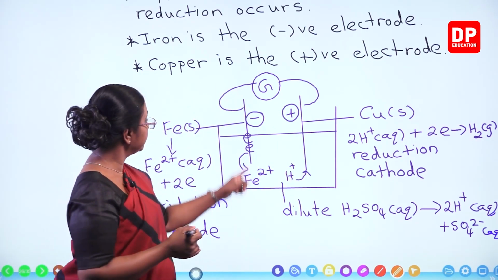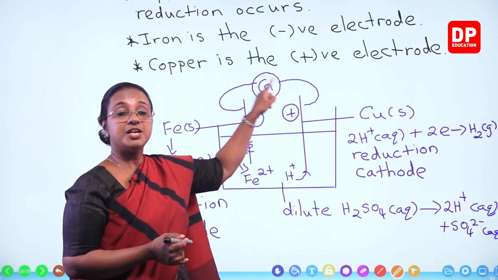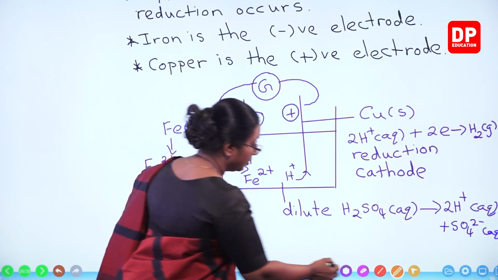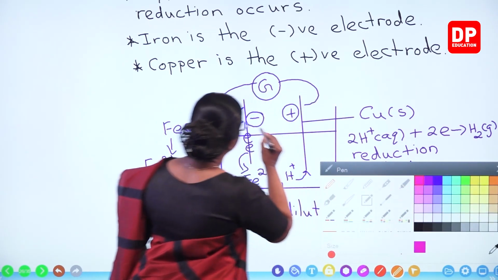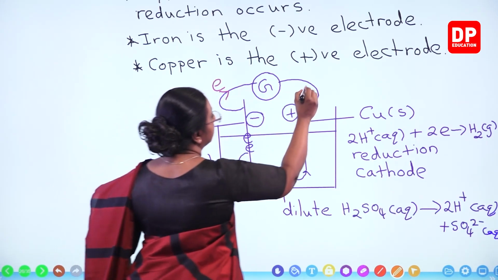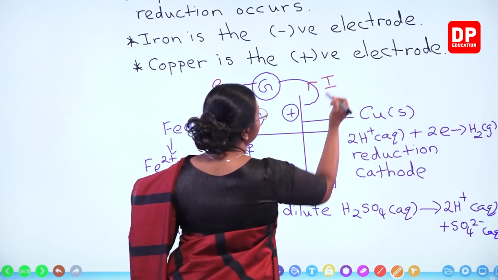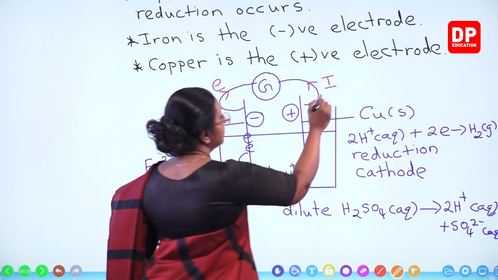And then what happens? Electrons flow from iron to copper. Conventional current flows from copper to iron. Electrons flow from iron to copper, while the conventional current flows from copper to iron. I is the current.